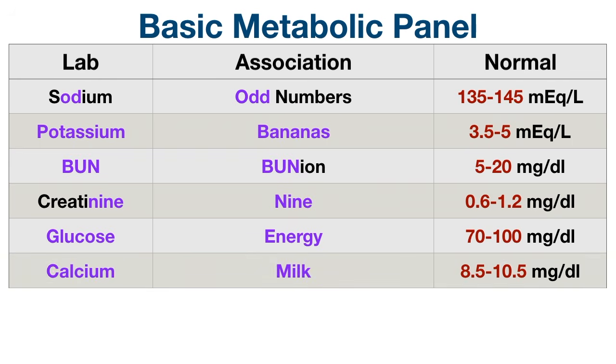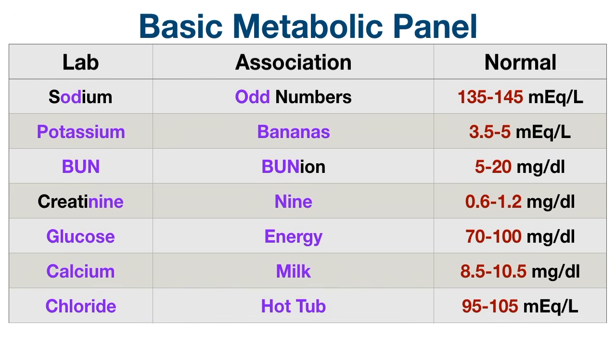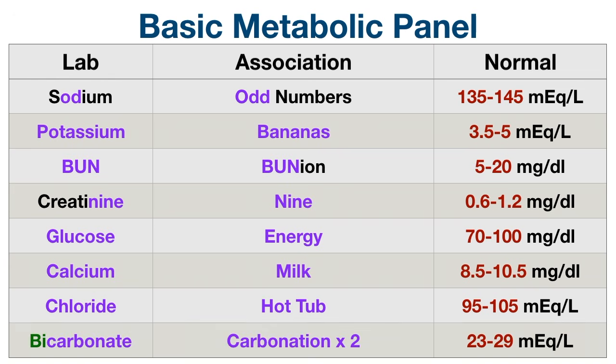For calcium, think of milk. A gallon of milk weighs 8.5 pounds, plus 2% milk to remember 8.5 to 10.5. For chloride, remember chlorine and hot tubs with an average temperature of 95 to 105 degrees Fahrenheit. This will help you remember 95 to 105. Finally, for bicarbonate, remember carbonation in a 12-pack of soda times 2 since it's bicarbonate, and this will help you remember 24.